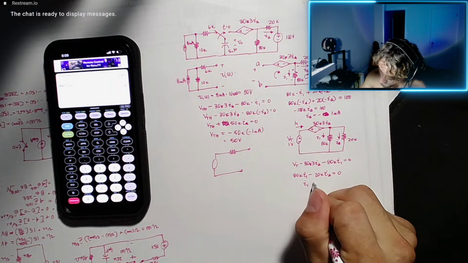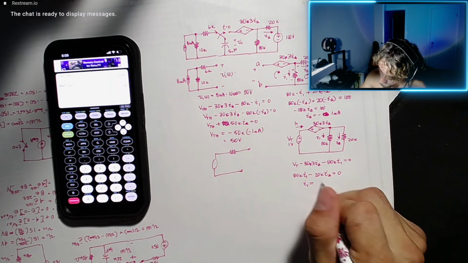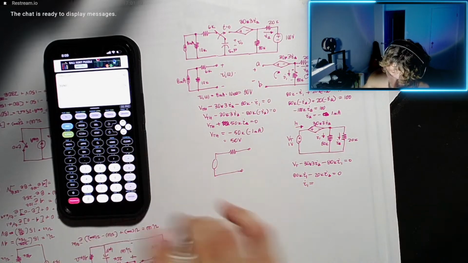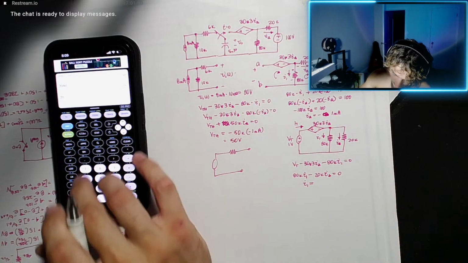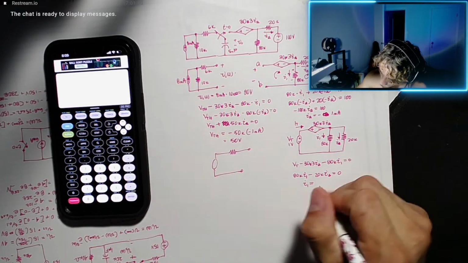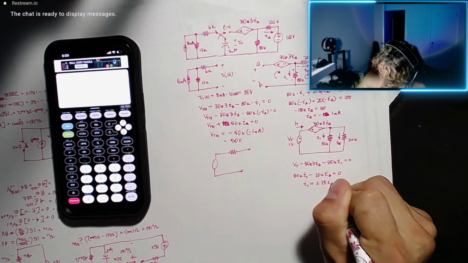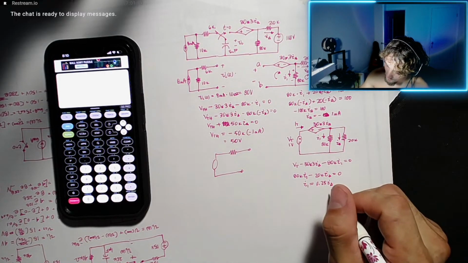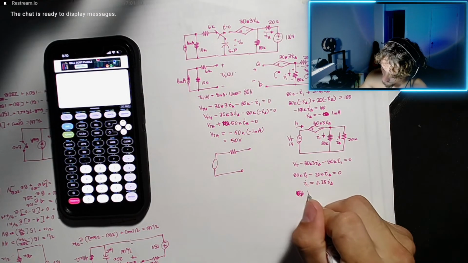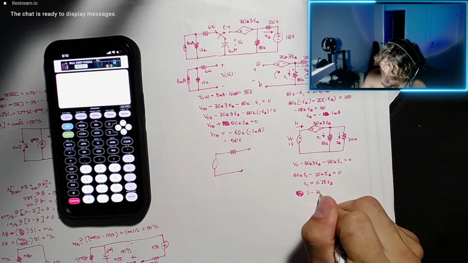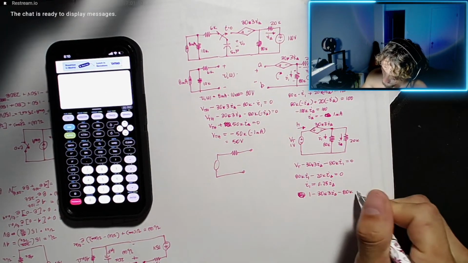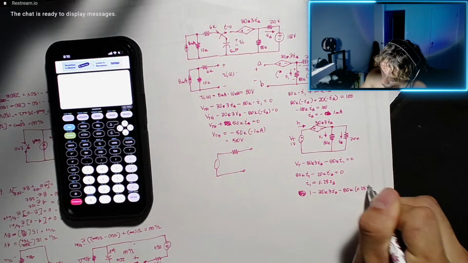So I1 equals 20k divided by 80k, it's the same thing, 0.25 I delta. Okay, so which is 1 volt. Here, I'll put it in there. 1 minus 30k I delta minus 80k times 0.25 I delta.